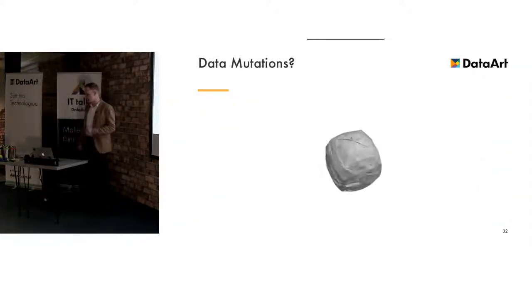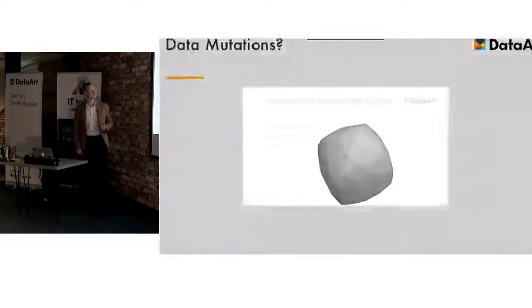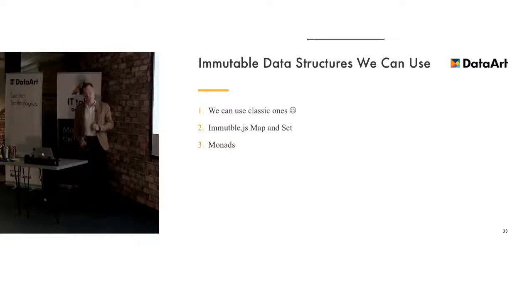Data mutations. What are data mutations and why do we need to care about them? To prevent data mutations, to create new objects instead of old ones, we can follow different ways. The first way is pretty simple. It doesn't require any libraries. We can do it ourselves. We can use methods of arrays to create new arrays instead of modifying old ones. We can use Object.assign or its analogs to create new objects. So for some simple cases, it works, and in some cases, it doesn't matter in which way we create immutable values.